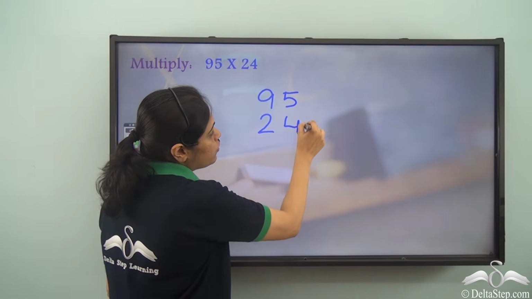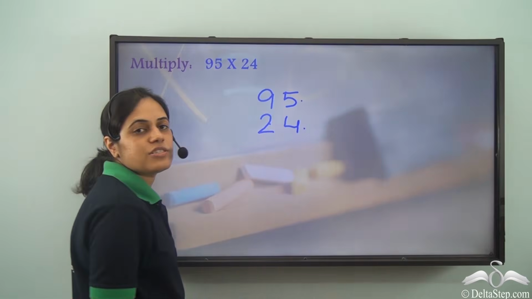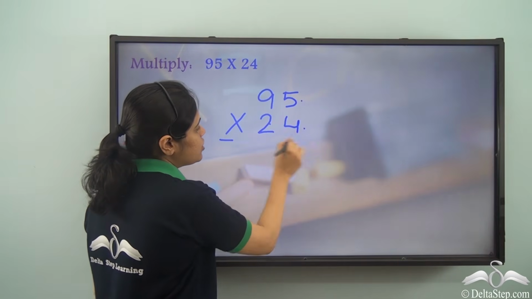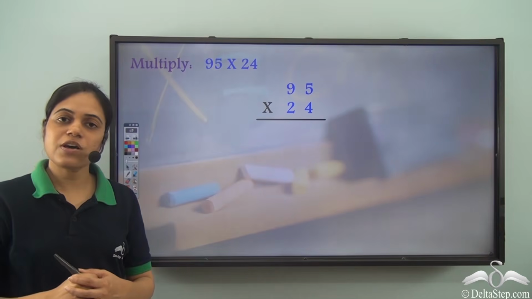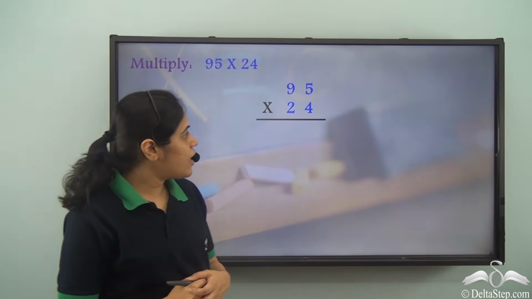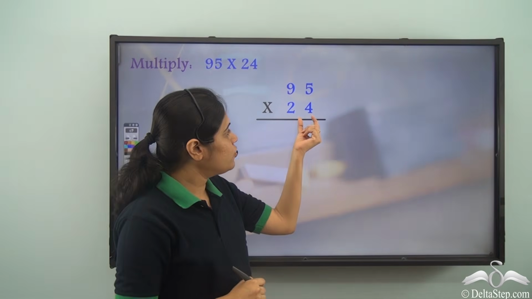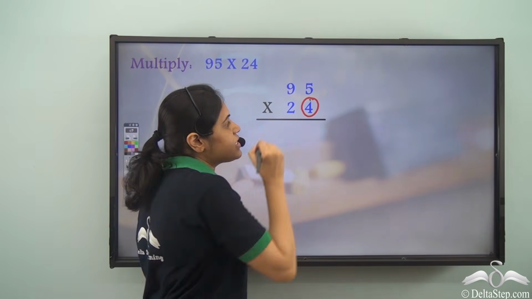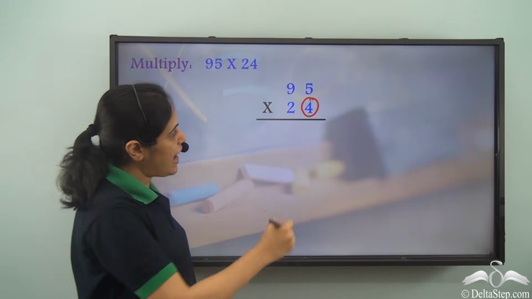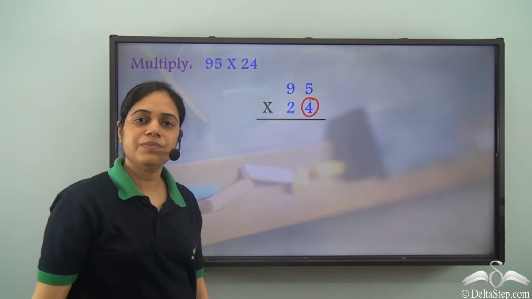So the units digit below the units digit, the tens digit below the tens digit, and I need to multiply the two. So this is how I can do that. Now first step will be to take the units digit, or the ones digit, of this number, which is 4, and then multiply it with this.